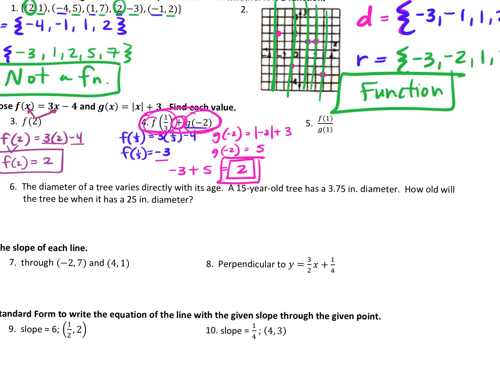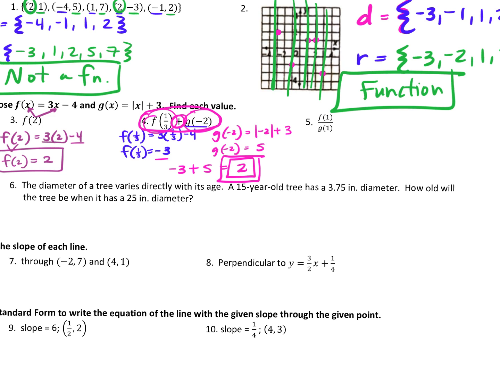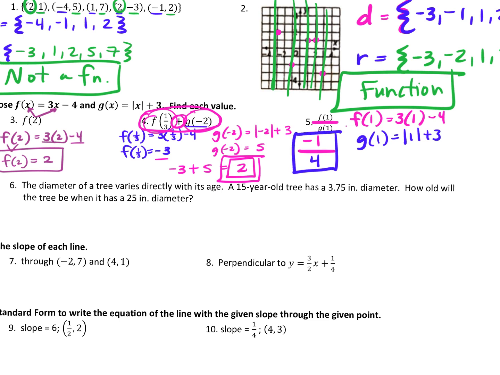This one says f of 1 divided by g of 1. So if we plug in f of 1, that's going to be 3 times 1 minus 4. So f of 1 is 3 minus 4, or negative 1. Okay, so that's the top number of our fraction. And then g of 1 is going to be the absolute value of 1 plus 3. So 1 plus 3 would be 4. So negative 1 divided by 4, or a negative 1/4, would be f of 1 divided by g of 1.